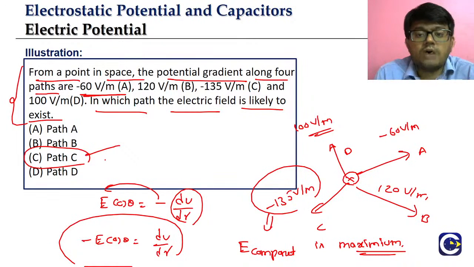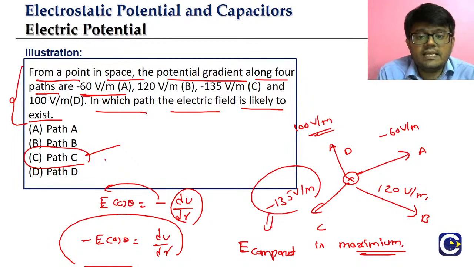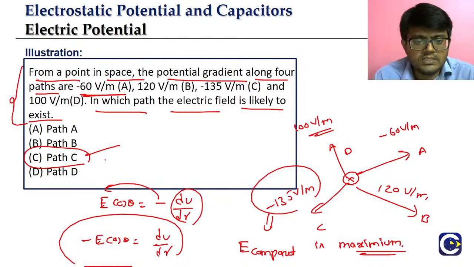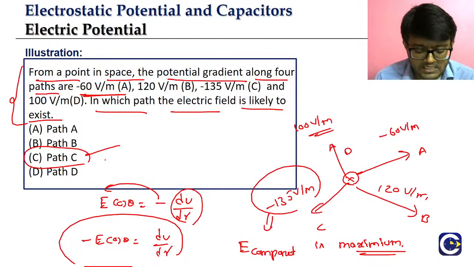They are asking us to comment on the likely path. What are the options here? Definitely it cannot be A, B, C, or D. Then what is the only alternative? Since the electric field component is maximum in the path C, we will say that the electric field can likely be in that direction. So this is how reasoning questions can be asked on the concept of potential gradient.